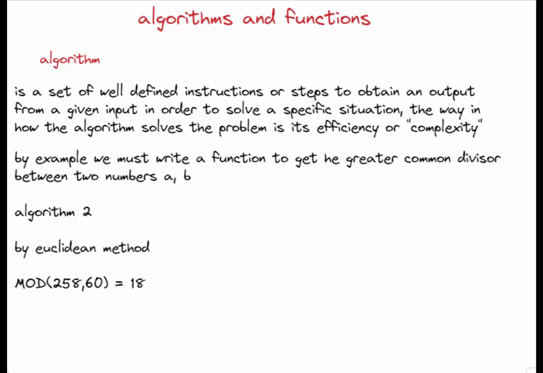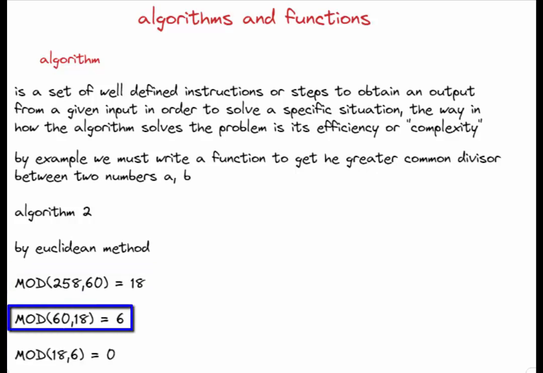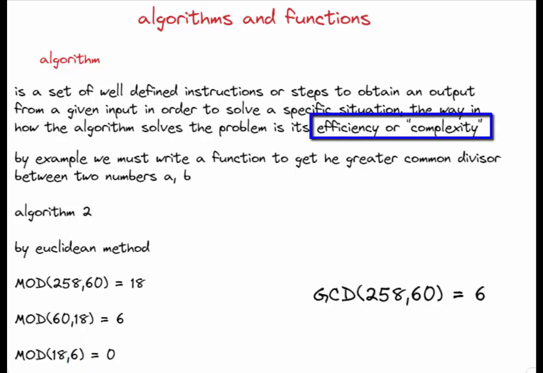Consider this other method to solve exactly the same problem. Get the modulo between the terms and continue with the remainder until you get 0. The last divisor is the greatest common divisor. This is what we call the complexity of an algorithm, and the last one was by far the most efficient.